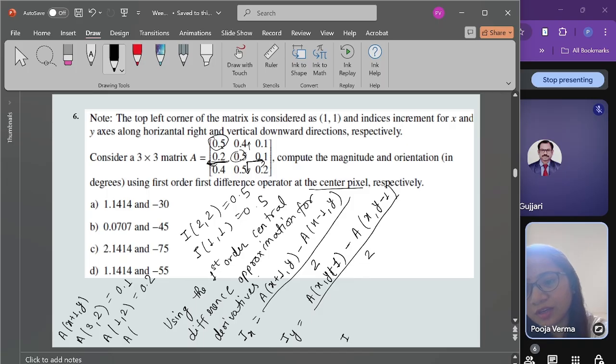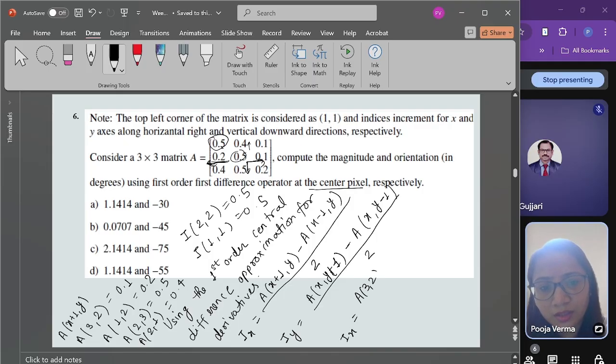So here, second row, second column, third row, so that is 2 comma 3, which is again 0.5. Similarly, 2 comma 1, second column, first row, that is 0.4. So these are the values. We can put it here, or we can write it in this respect also.